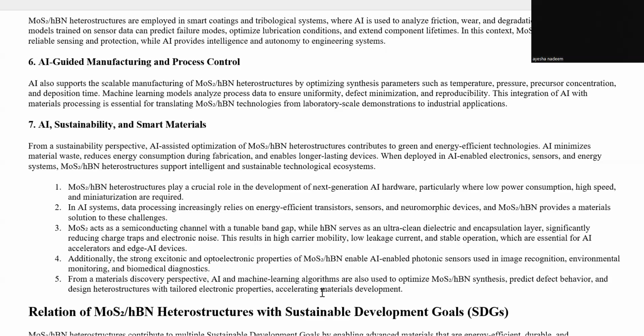AI-enabled photonic sensors used in image recognition, environmental monitoring, and biomedical diagnostics. From a materials discovery perspective, AI and machine learning algorithms are also used to optimize MoS2 hBN synthesis, predict defect behavior, and design heterostructures with tailored electronic properties, accelerating materials development.